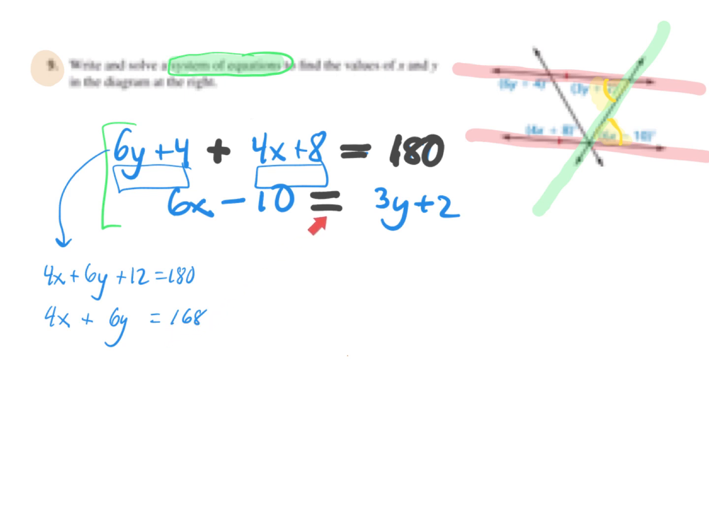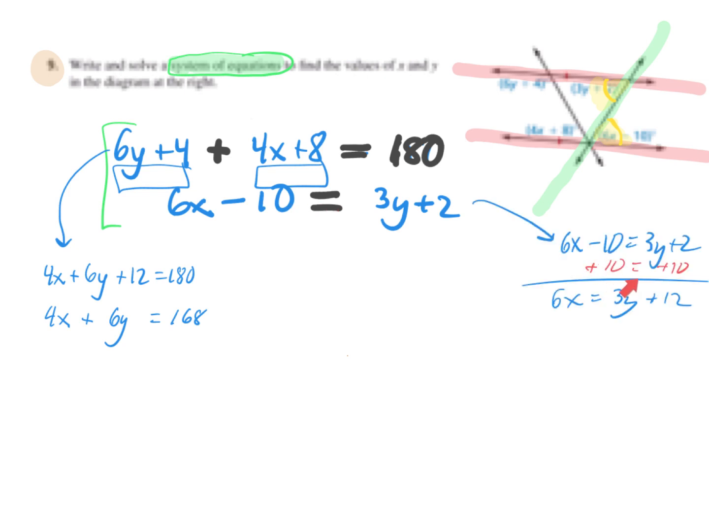Similarly, let's take this equation and get the x's and y's on the left and the numbers on the right. We can start by adding 10 to both sides. And then let's subtract 3y from both sides. So then we have 6x minus 3y is equal to 12.